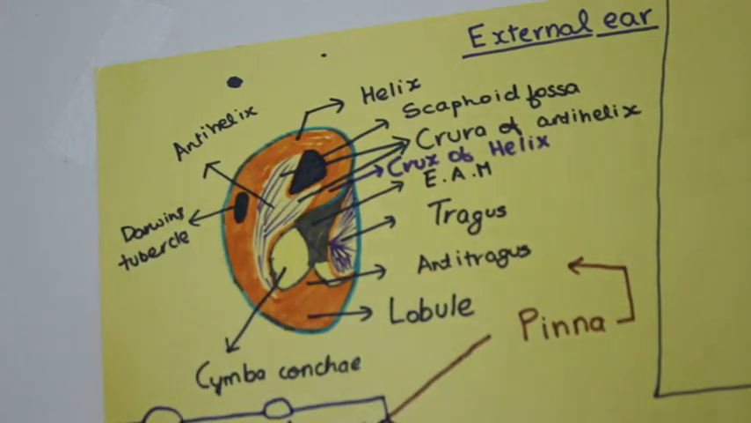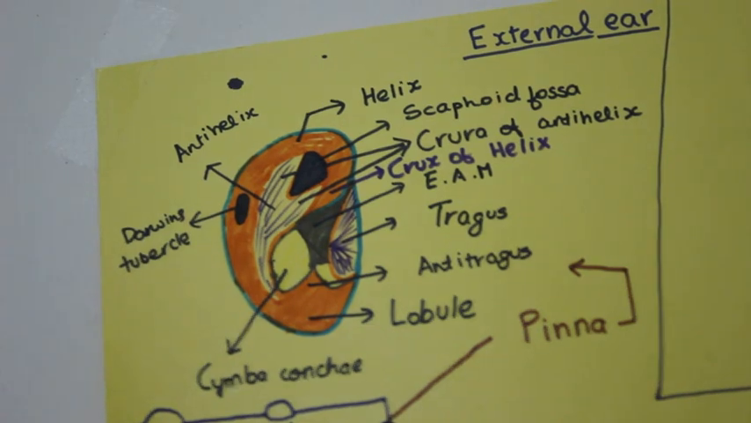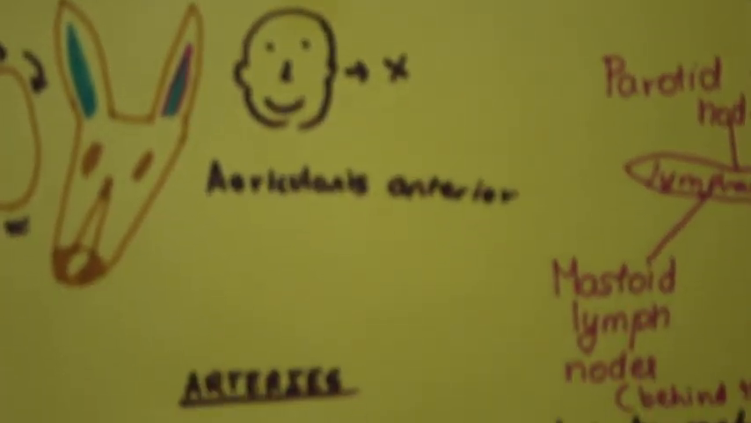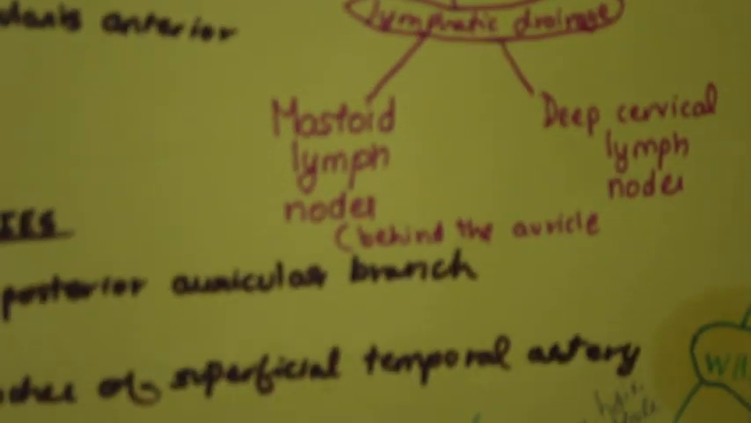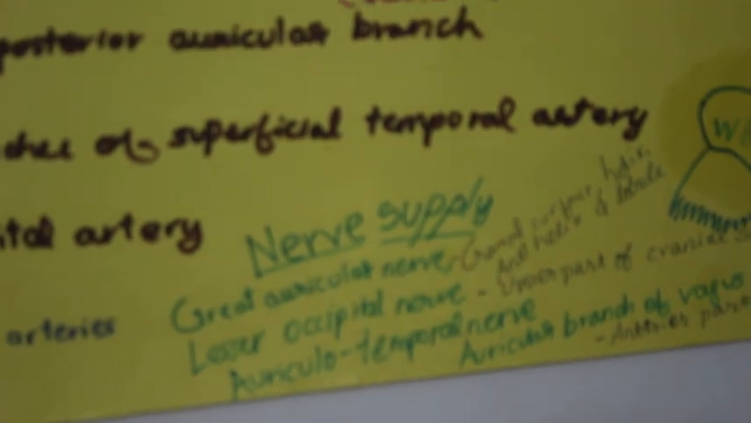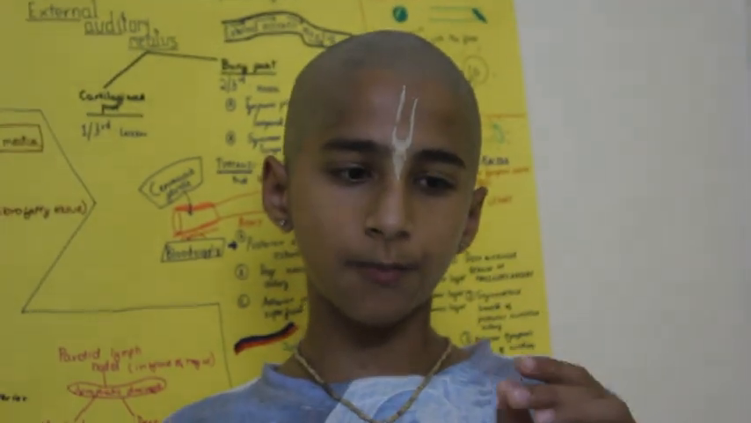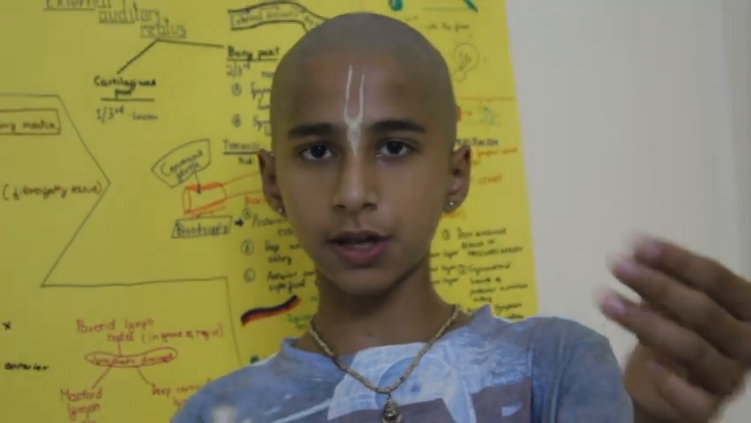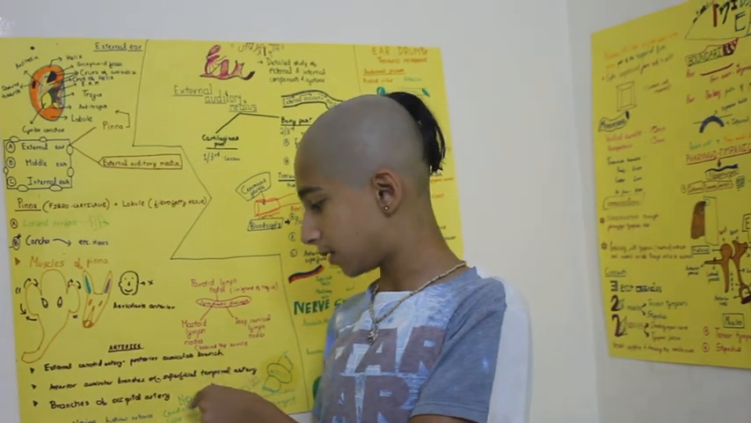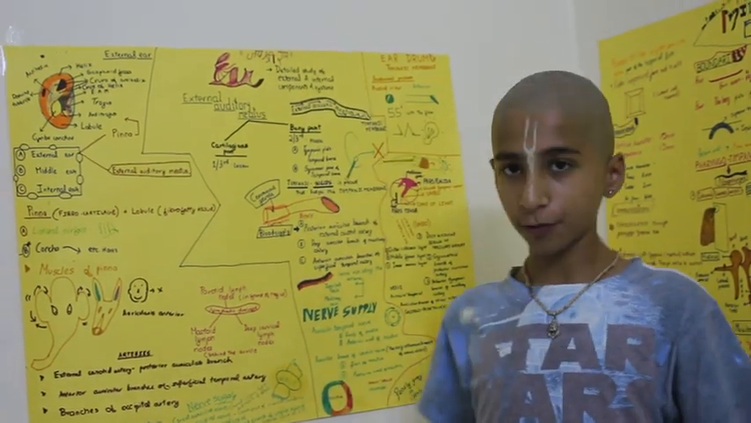This is supplied by the lesser occipital nerve. The auriculotemporal nerve supplies another portion, the anterior part of the lateral surface of the ear. And the auricular branch of the vagus nerve supplies the cymba conchae and the concha present in the ear. So that's why they say that you should not use a warm jet of water or syringe of water in the ear. This can stimulate the auricular branch of the vagus nerve.